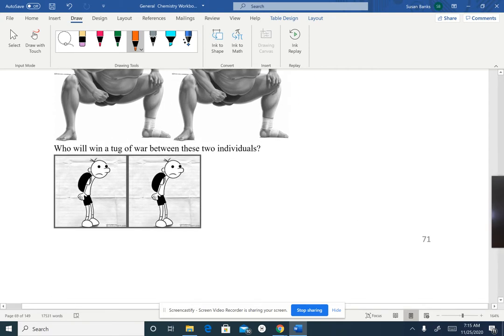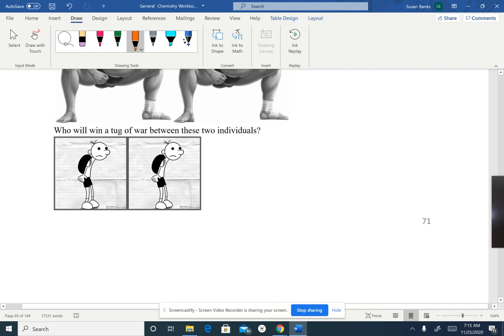What about this next scenario? If I have two equally weak individuals, like the Diary of a Wimpy Kid person, aren't they going to also come up with a tie? Yep. No one's going to win here either. They're going to have a tie as well.